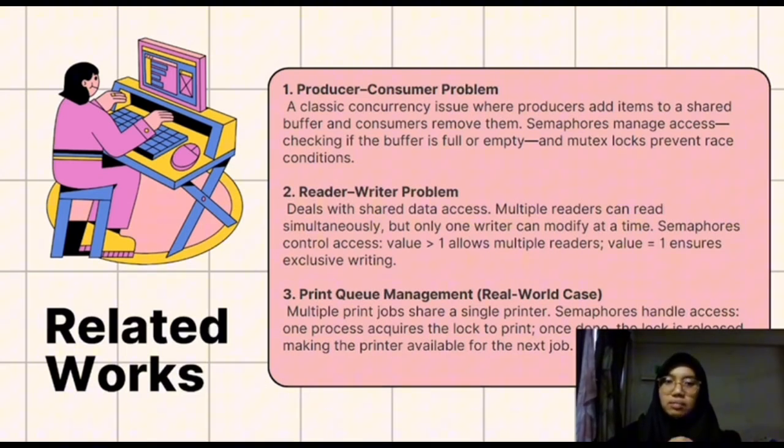The second problem is the reader-writer problem. This problem deals with shared data access where multiple readers can read simultaneously but only one writer can modify at a time. Semaphore is used to control the access. For example, a value of more than 1 allows multiple readers, and a value equal to 1 ensures exclusive writing, where only one writer can modify at a time.